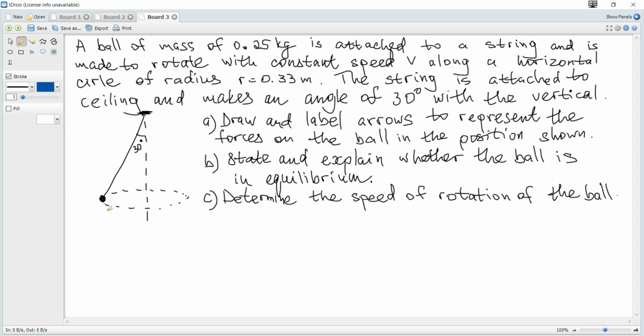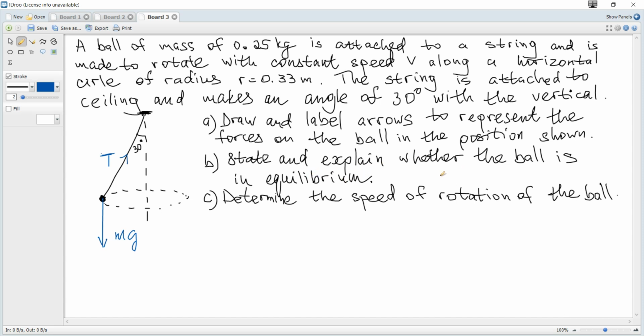It's gravitational force or weight, downwards, mg or capital W, and tension. Tension is along the string upward, capital T. And notice that there are only two forces, no more forces.